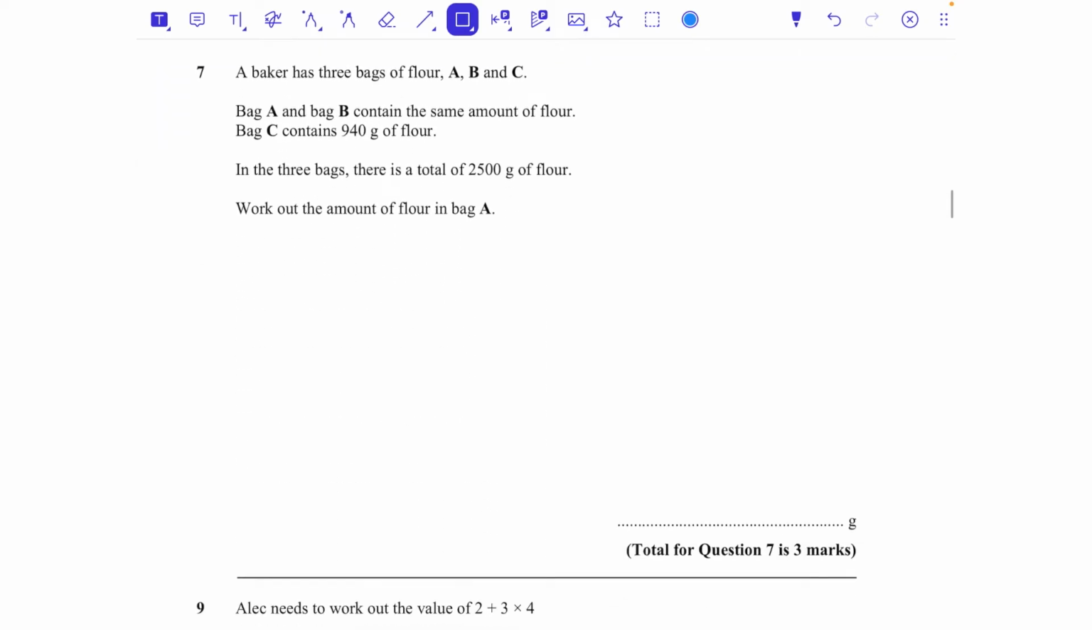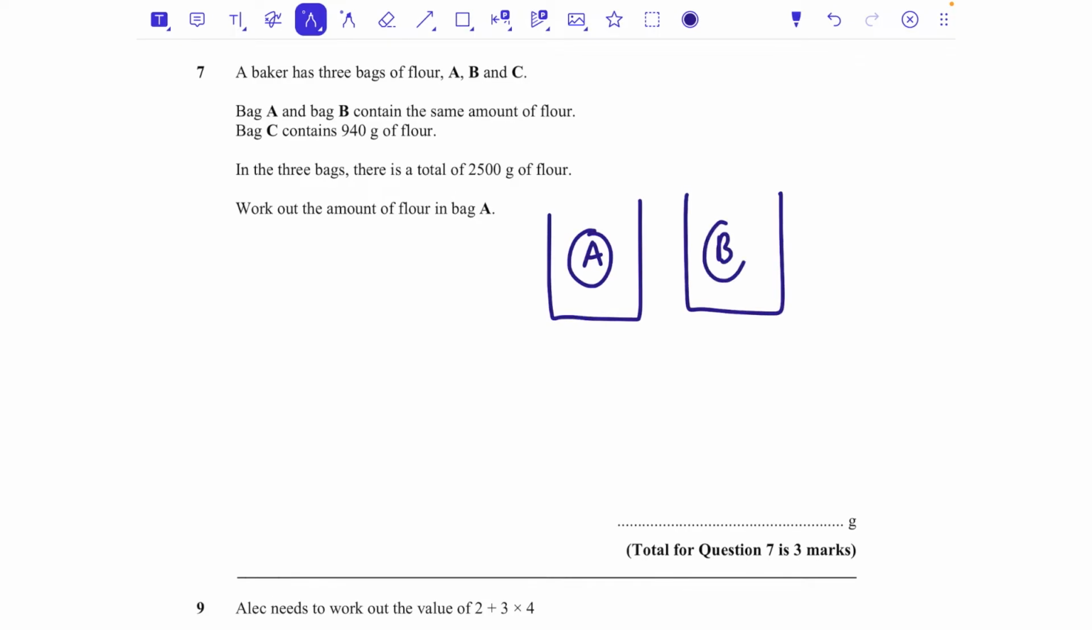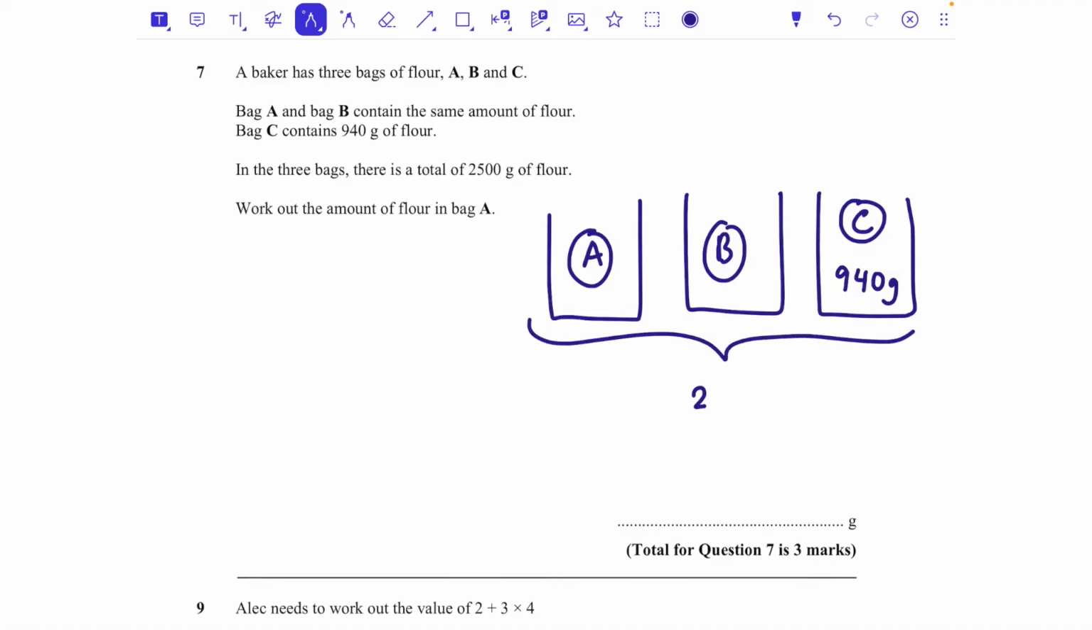Question number 7. A baker has 3 bags of flour, A, B and C. Bag A and bag B contain the same amount of flour, and bag C contains 940 grams of flour. In the 3 bags there is a total of 2,500 grams of flour. How much is in bag A? So we've got bag A, bag B, and bag C, and in bag C we know that there is 940. Now altogether it needs to add up to 2,500. So I'm going to start by doing 2,500 take away 940 to find out how much is left.